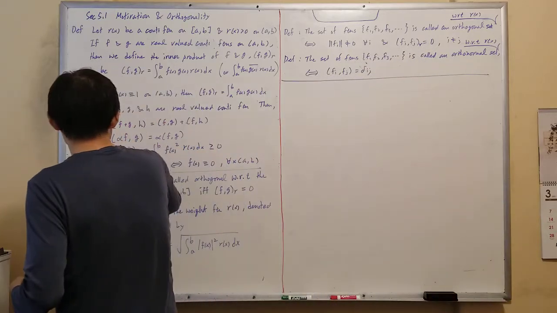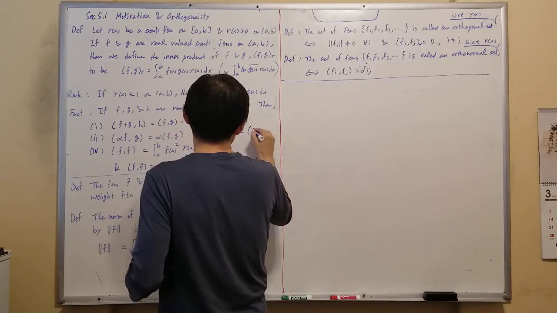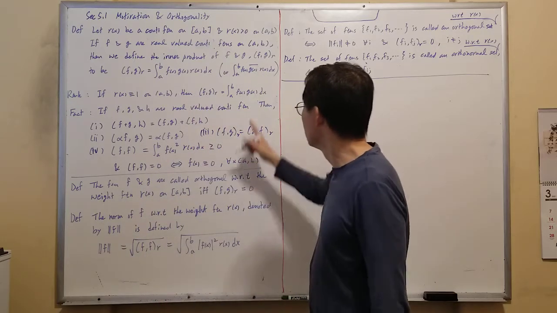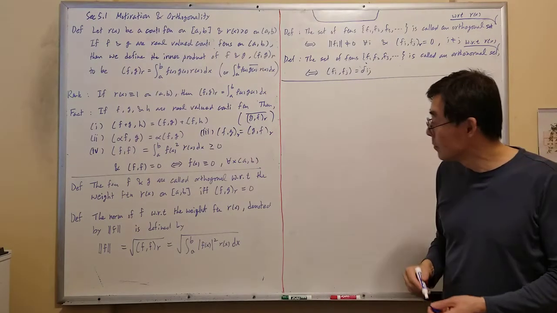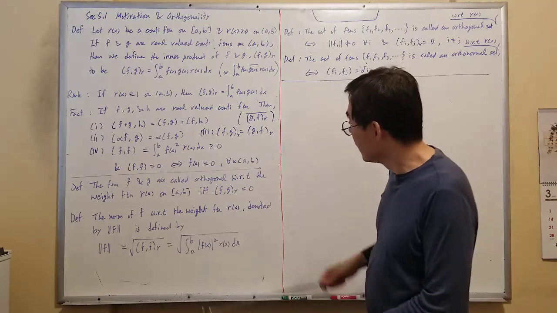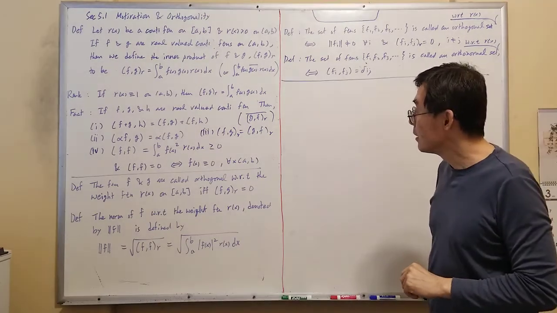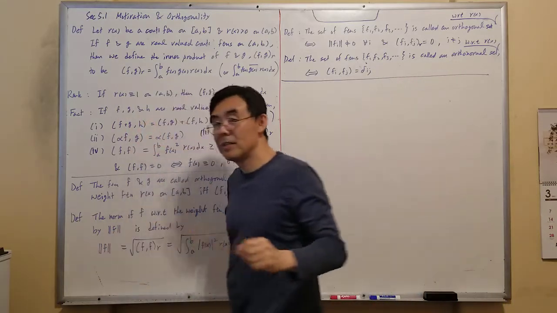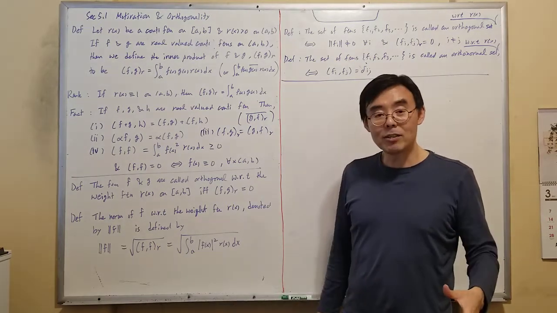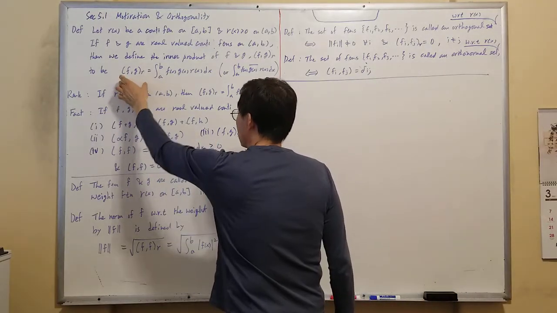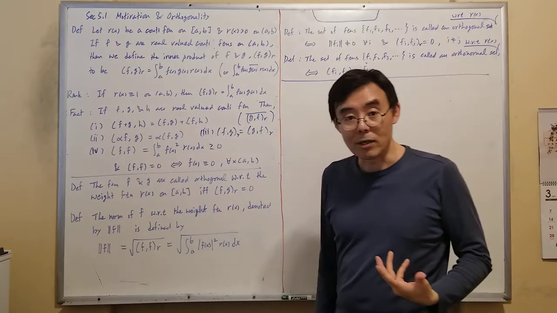Actually, this is property 4. And property 3 was this: (f, g) is equal to (g, f). Now if it is complex, it has to be the complex conjugate. These are all the same properties as the dot product in R3 or C3. In fact, these four properties are the axioms we need to define an inner product space, an abstract vector space where an inner product is defined which satisfies these four conditions. We call it an inner product.